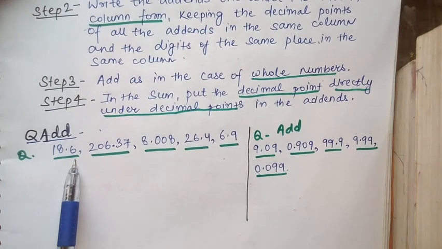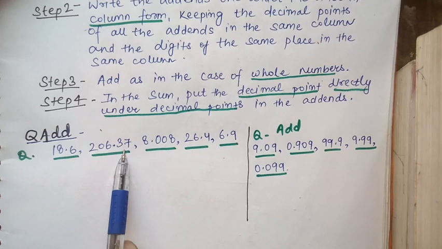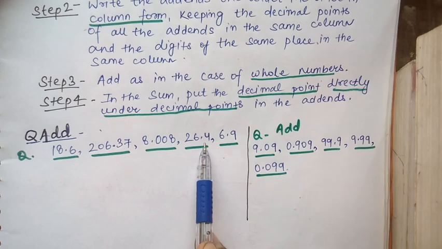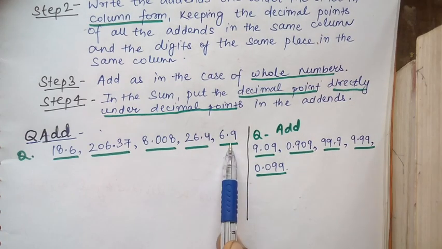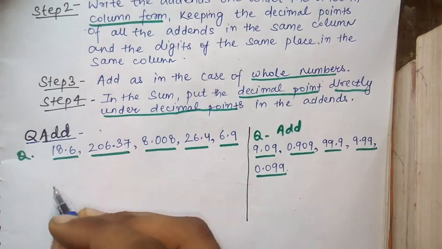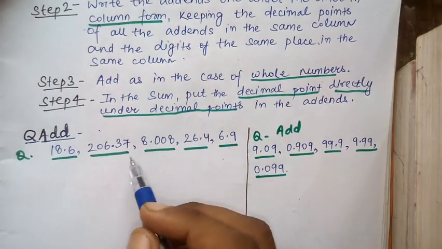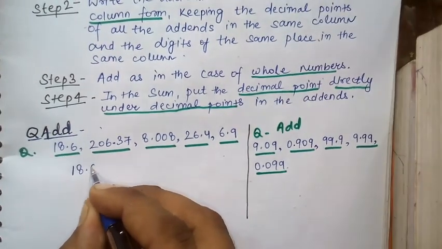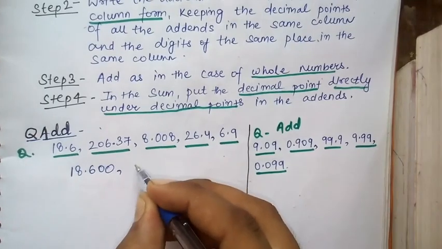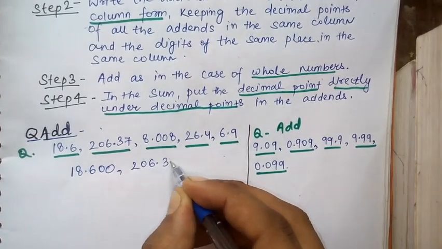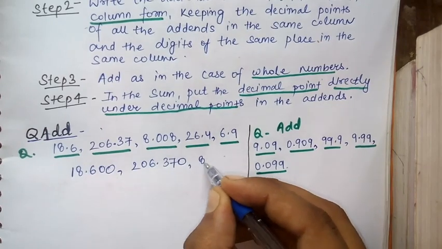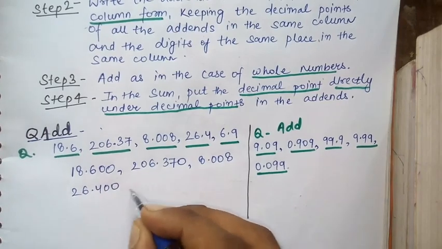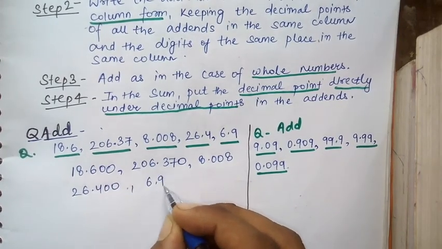Here we can see that there is only one decimal place. In this there are two decimal places. In this there are three decimal places. In this there is one decimal place, and in this also there is one decimal place. So first of all we will convert these given addends into like decimals. So 18.600, 206.370, 8.008, 26.400 and 6.900.